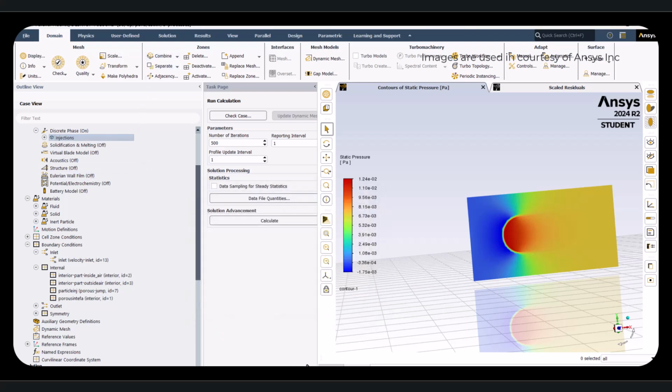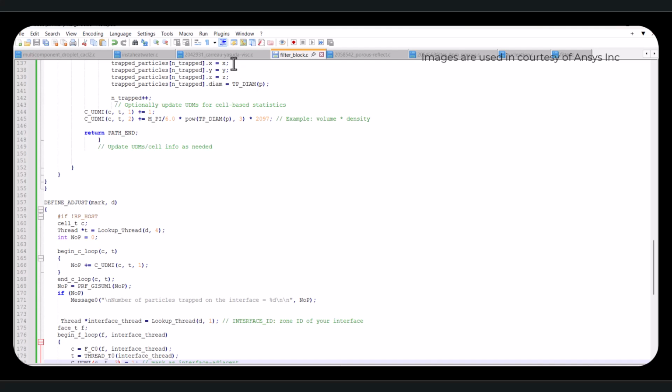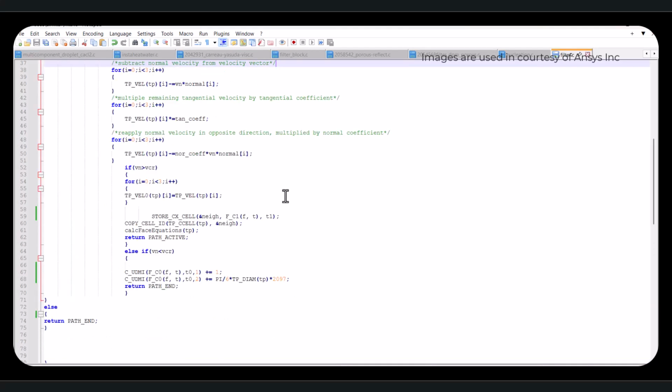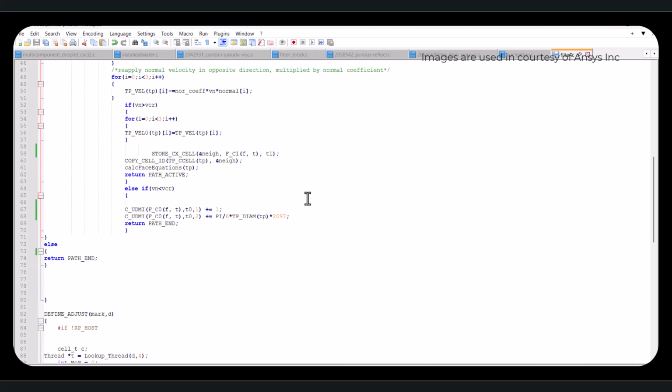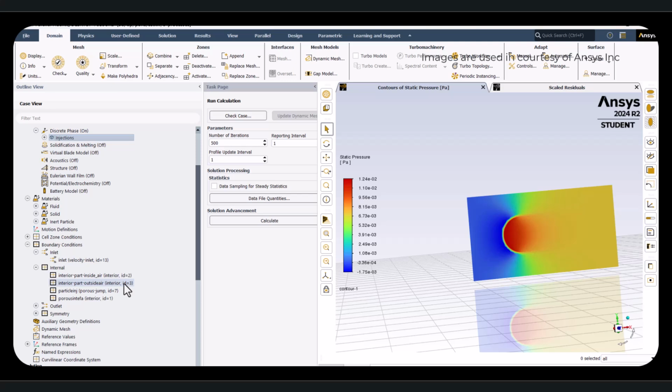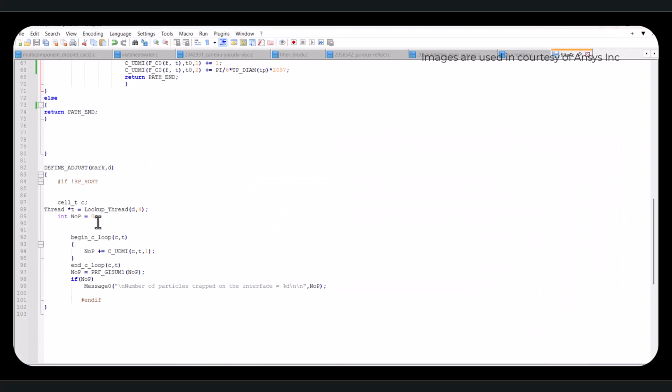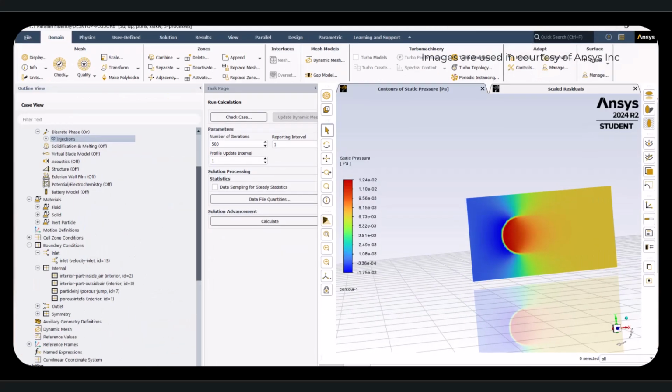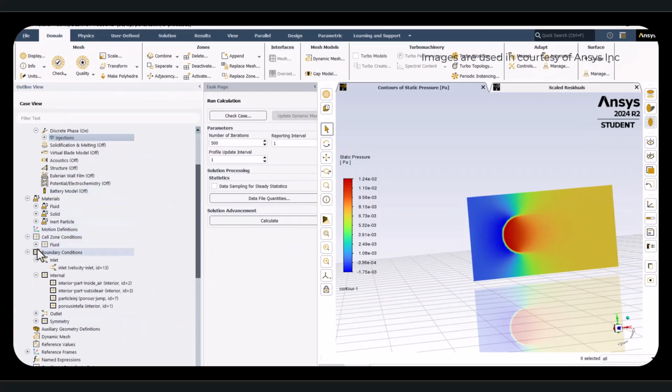Close. Now we will go through the actual UDF. I will just show you. This is the UDF. For each iteration, we call this DEFINE_ADJUST function, right? In this DEFINE_ADJUST, the particle injection porous jump ID is 7, right? Sorry, one second. So we should consider the cell zone, and the ID is 4. That is the inside air that is present.